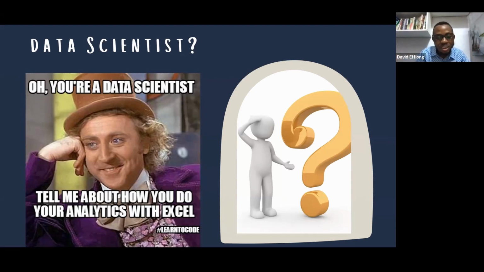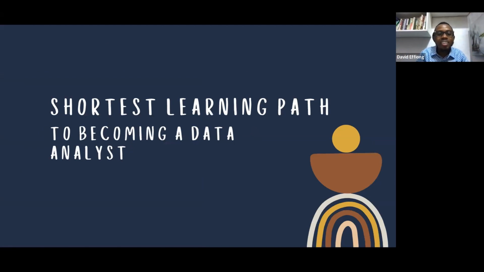Okay, so we go into the interesting part, and the interesting part is: what's the shortest learning path to becoming a data analyst? The shortest learning path to becoming a data analyst.